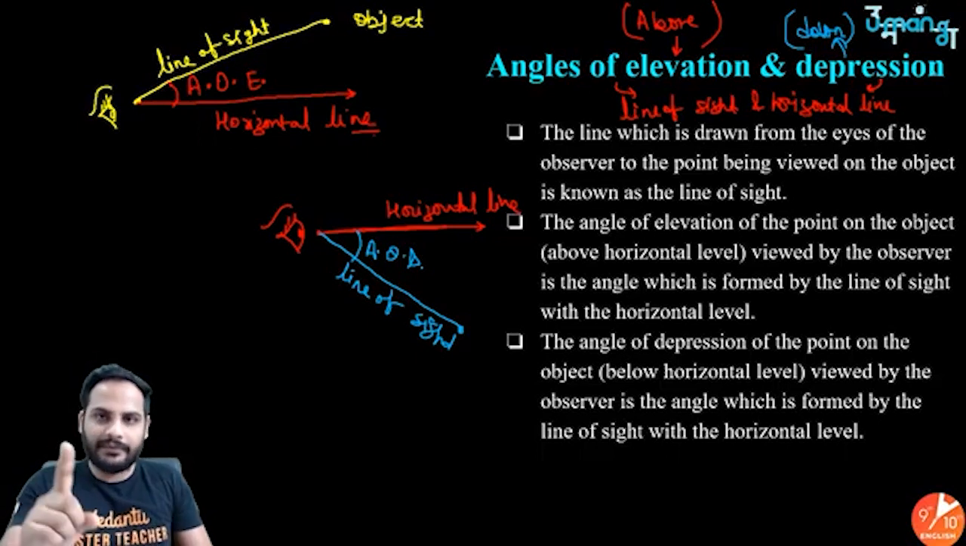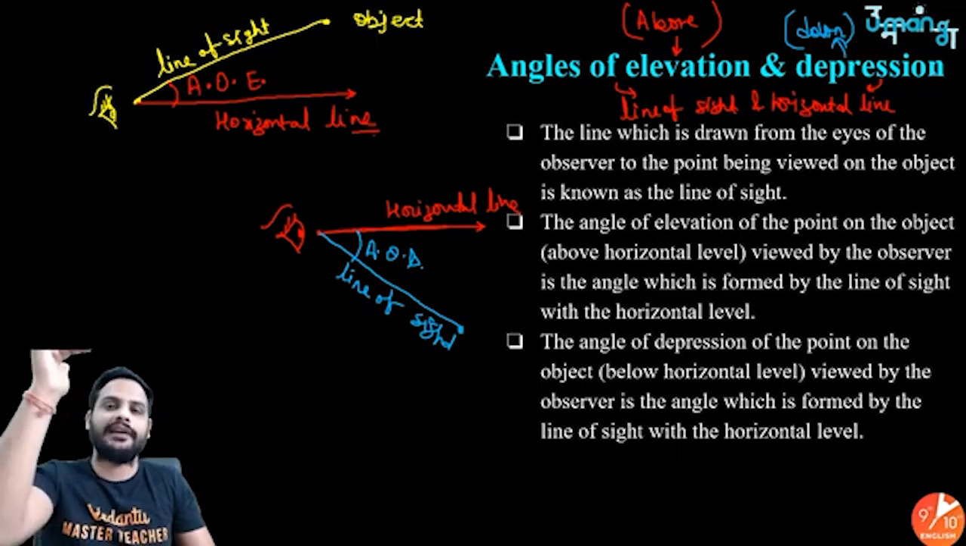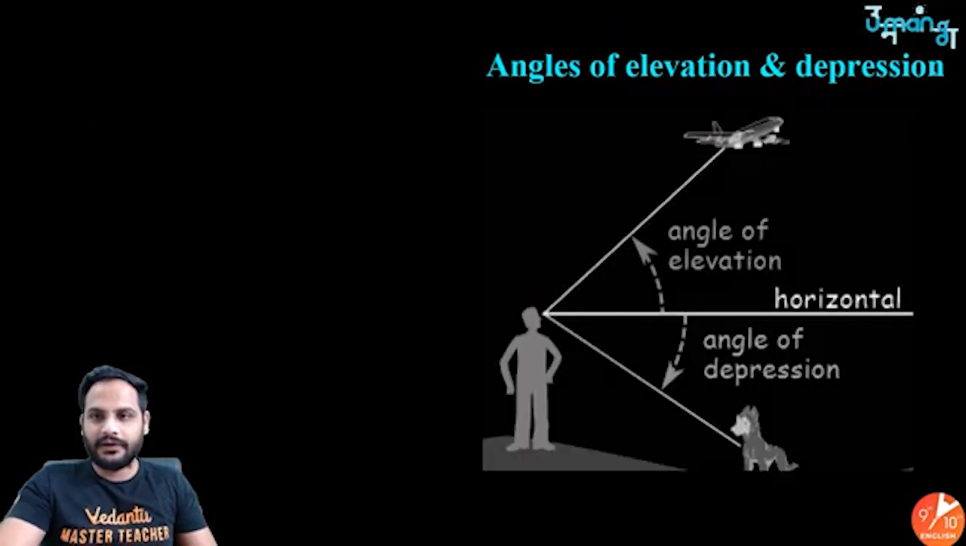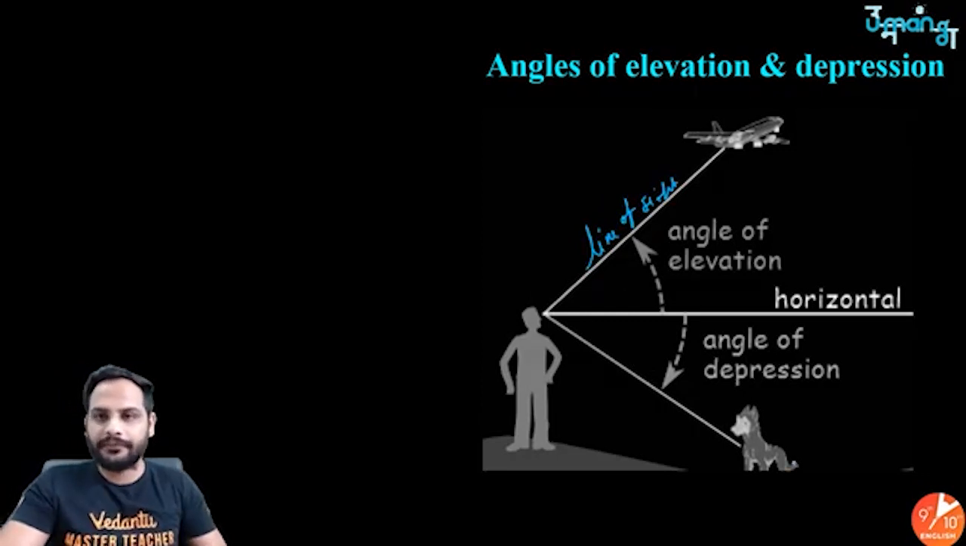Got it? So remember this part. Whenever I say in a question angle of elevation, you need to understand the observer is looking at some object which is above his eye level. And whenever I say angle of depression, that means the observer is looking at a point which is below his eye level. Okay. So you can clearly see angle of elevation, horizontal line is over here. In this case, this will be the line of sight for the plane, and here this will be the line of sight for this dog. Got it?